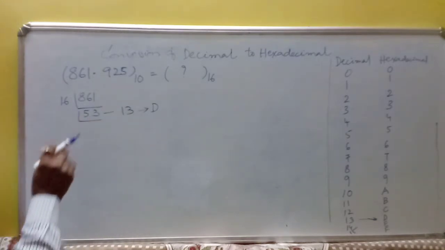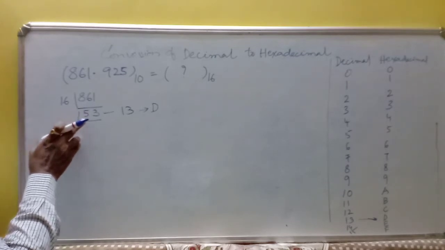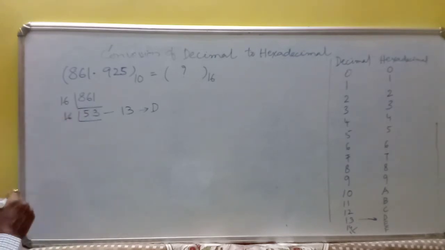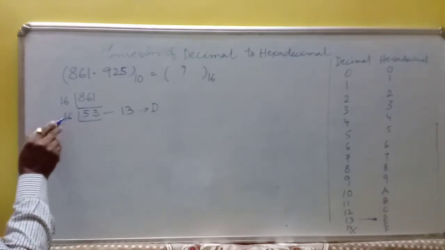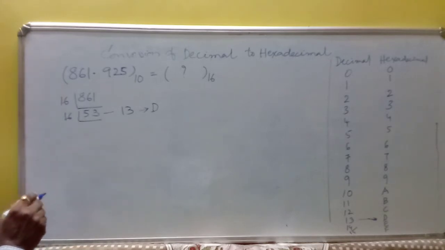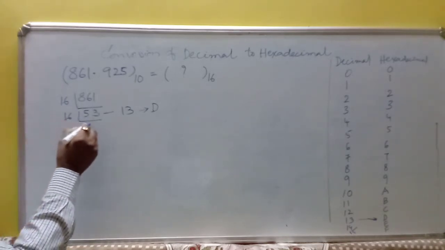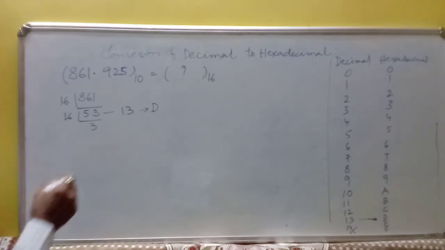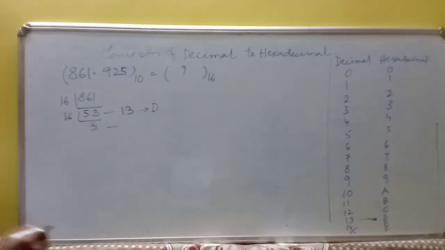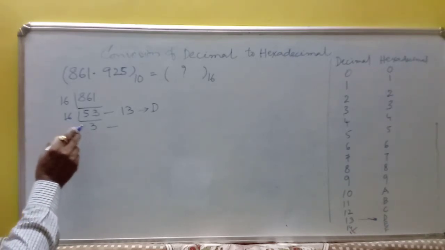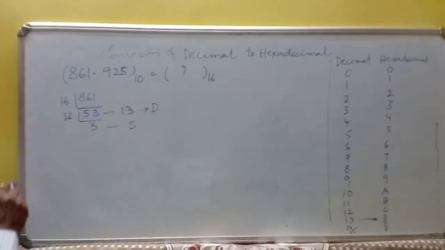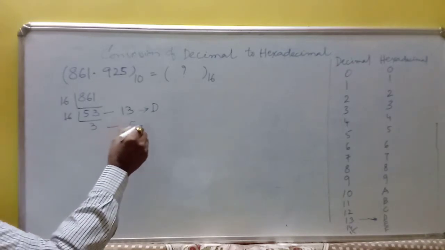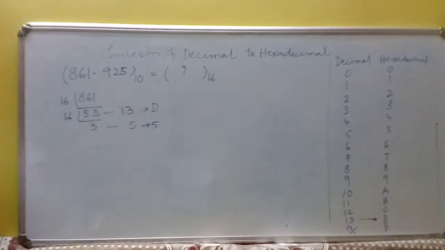Now again, whatever quotient occurs, divide it by 16. Here the quotient is 53 and you have to divide this quotient by 16. Now what happens? 3 16s are 48 and the remainder is 5. 48 plus 5, 53. The remainder is 5. So its equivalent is 5.